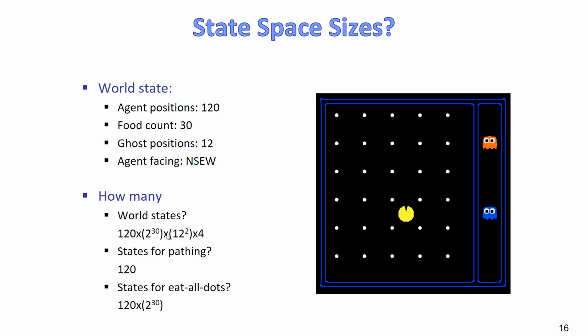So here I wanted to emphasize again that whenever we solve a problem, we should consider only the details from the world that will help us solve the problem. There are some details that we don't care about. For example, like here, the positions of the ghosts or the direction of Pac-Man, or even the dots in the case of the pathing problem. We don't care about them.